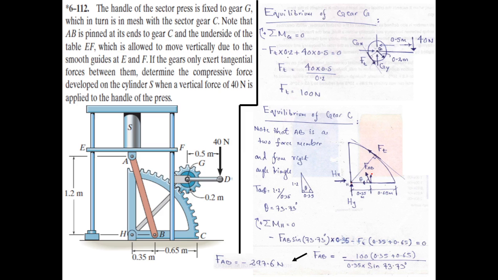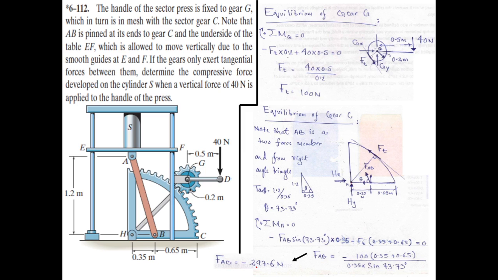So the y component of FAB is FAB sine of 73.73 multiplied by 0.35, which is the moment arm. Okay, and this is actually an anti-clockwise moment, so that is why there is a negative sign here. And similarly, FT is also an anti-clockwise moment. It is also exerting anti-clockwise moment about point H, so it is also negative, and its moment arm is 0.35 plus 0.65. So you solve this equation and you directly get the value of FAB.